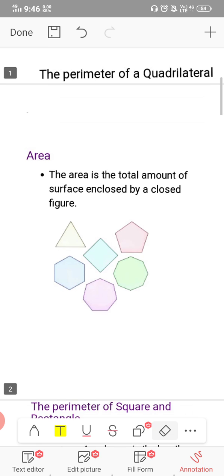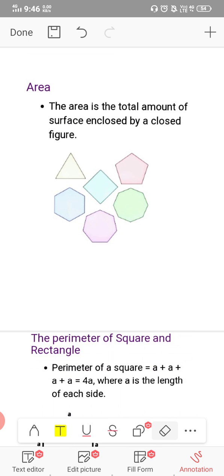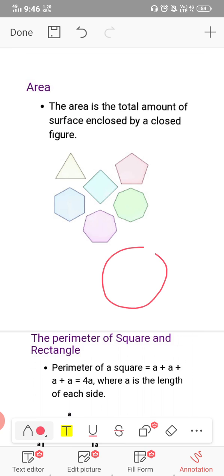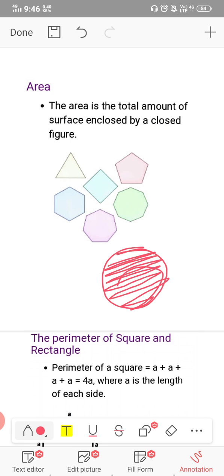Next is the area. So what is area? We know that the area is the total amount of surface enclosed by a closed figure. Suppose we have a closed figure like this. The area is the total amount of the surface enclosed by the closed figure. Whatever area this circle has covered inside itself, that will be called the area, and that surface will be called the area of this circle.